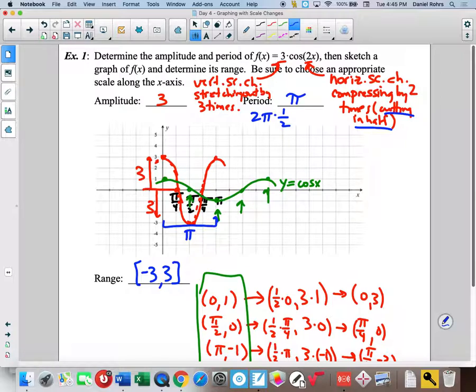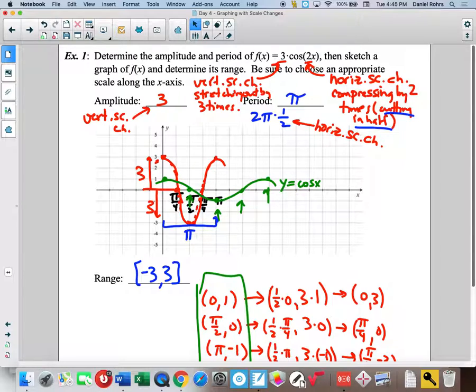So the vertical scale change affects the amplitude. The horizontal scale change is actually the reciprocal of the number you're going to see inside. So if it's 2 times, it's actually going to be 1/2 times. So it's the reciprocal of the number you see that is the scale change. We're going to talk about what that means here when we start putting all these pieces together.